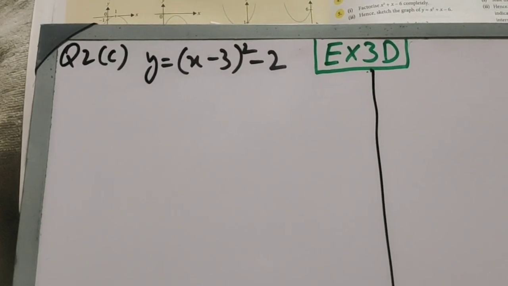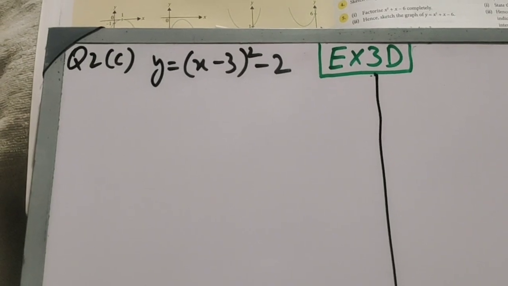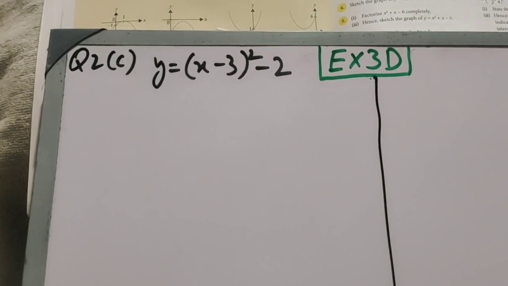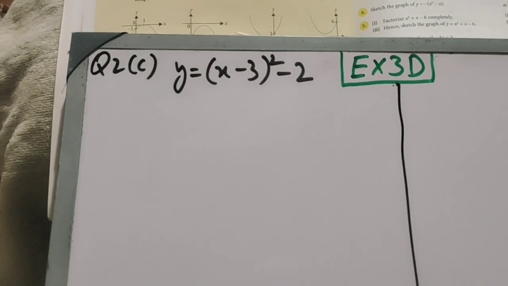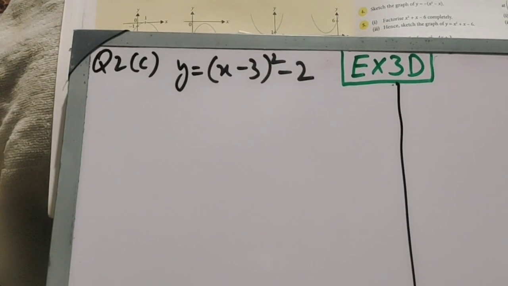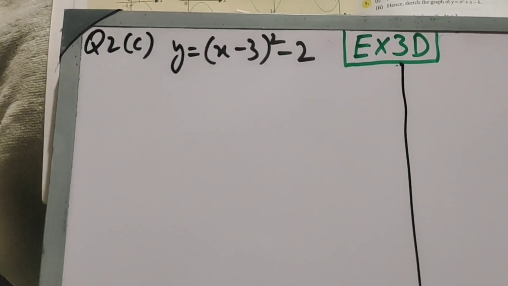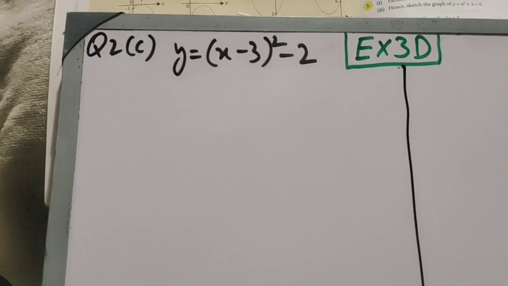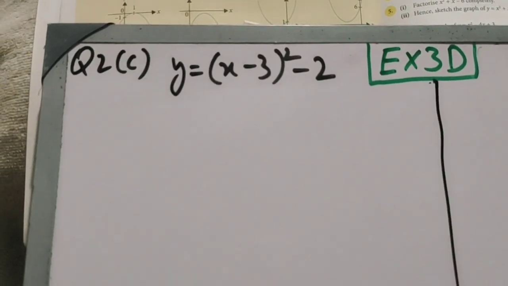Now we are doing exercise 3D, question 2 part C of book D3, 8th edition. The question is: sketch the graph of the following function. Indicate clearly the coordinates of the maximum or the minimum point and the equation of the line of symmetry. So first of all, we're going to sketch the graph.